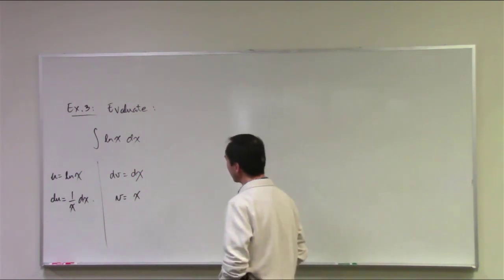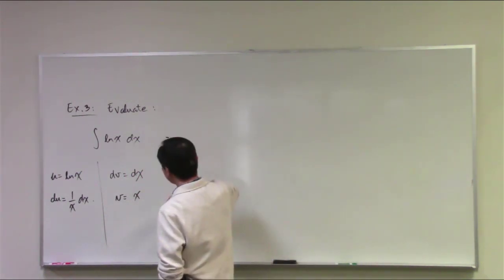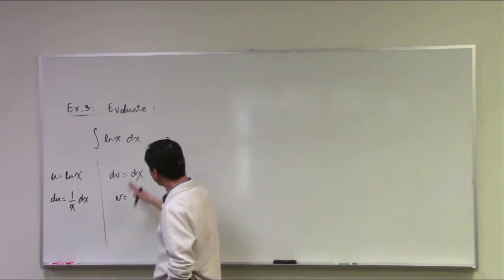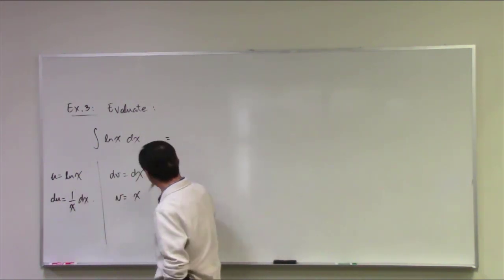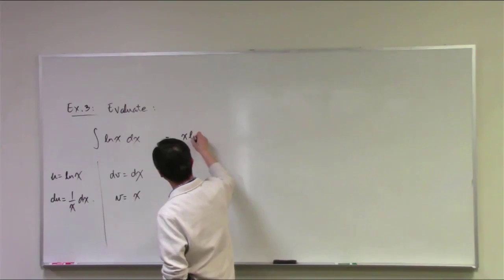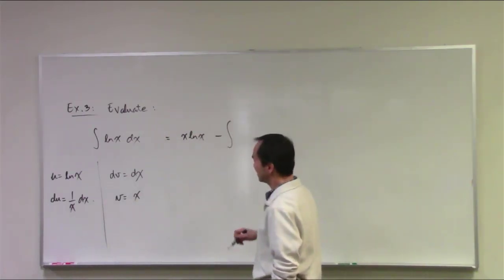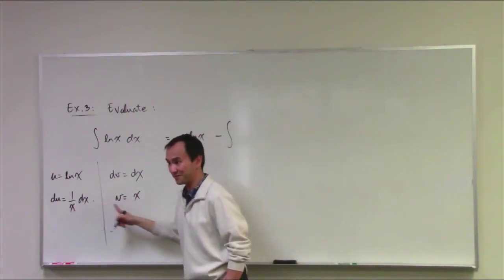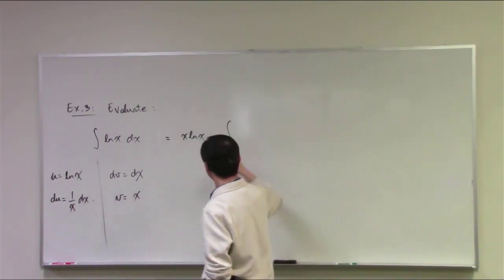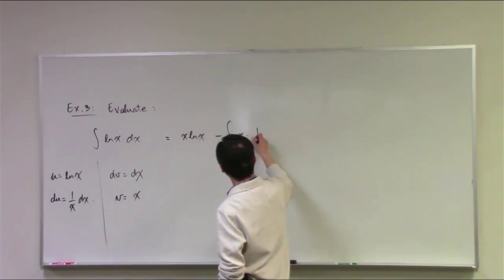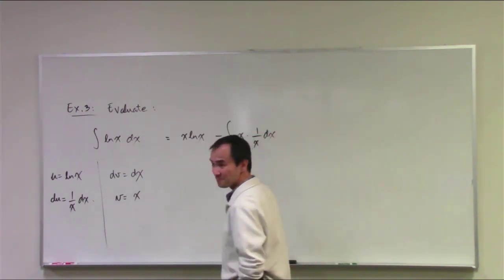So now let's put it together. In the integration by parts formula, the first term is multiplying u and v. So we've got x times the natural log of x. And we're subtracting, according to the integration by parts formula, v times du right here. So v is x, but du is 1 over x dx. You guys see that? Okay.